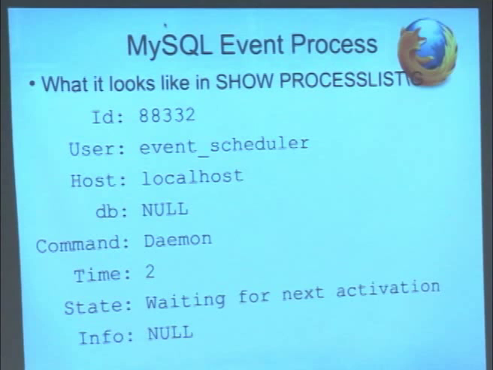This is what the event process looks like in show process list. I said I would show you. It's waiting for the next activation. I've never seen it in anything other than this, because when it activates, it's very quick. So there's probably a real state that is, oh, I'm forking a new thread. I haven't seen it.